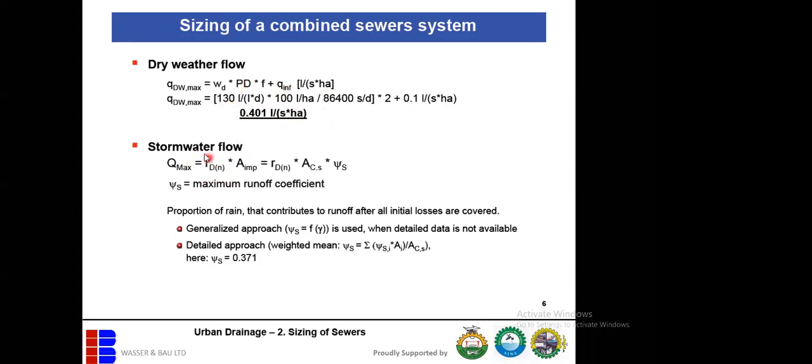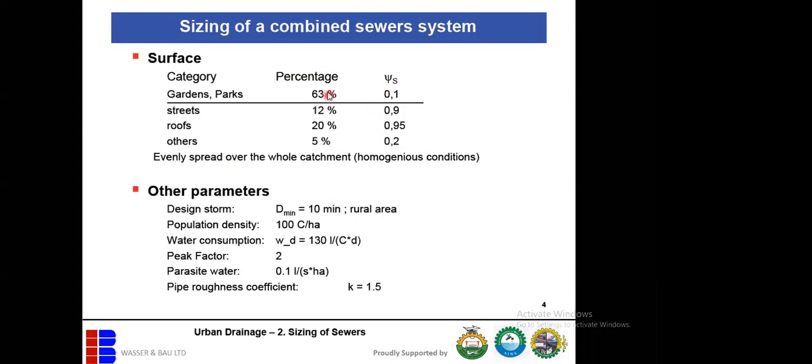Then the next thing is for the storm flow, we multiply the rainfall intensity by the impervious area. And how did we get the impervious area? It is by multiplying the peak runoff by the subcatchment area. And how did we get the peak runoff? By calculating the individual runoff of each area.